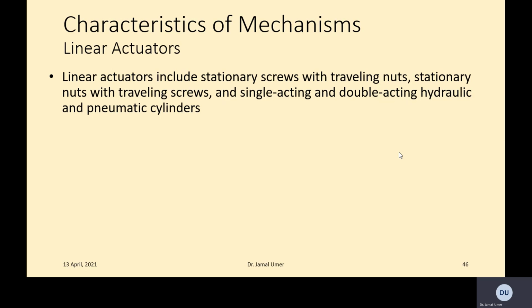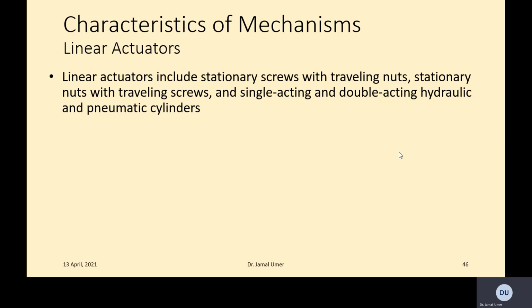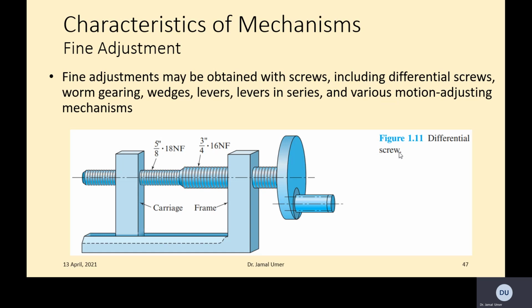All right, so there were some mechanisms like snap action and linear actuators that we discussed last time. There was a fine adjustment, which is basically a lead screw, and is called a differential screw as well, where you have a combination in which two different screws are attached. So if you move one component, the second will have a relatively different movement depending upon the leads of both screws.